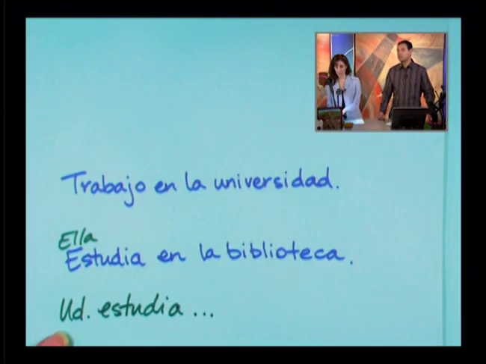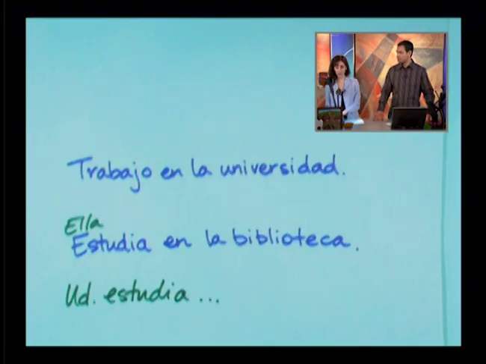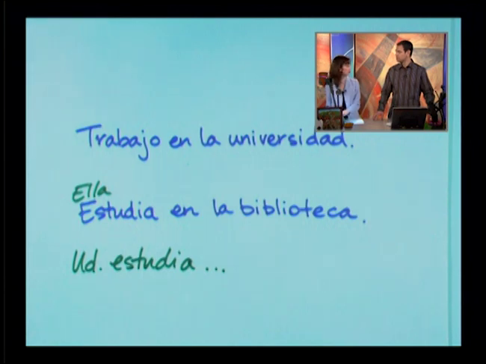So notice that we don't have to use these subject pronouns, ella or usted or even yo. We only use them if we need to be more clear or if we want to show emphasis. And that would also be the case with ellos, ellas, and ustedes, with any verb. We're going to practice some questions today, and we're going to notice that a lot of times we don't use subject pronouns unless it's absolutely necessary to clarify.